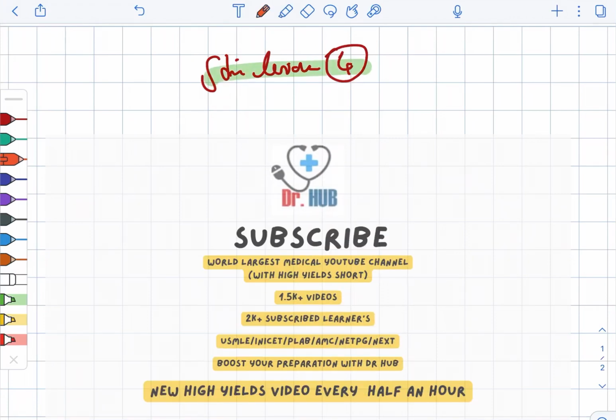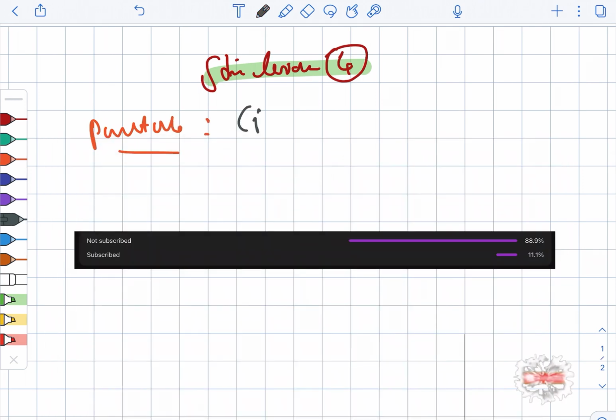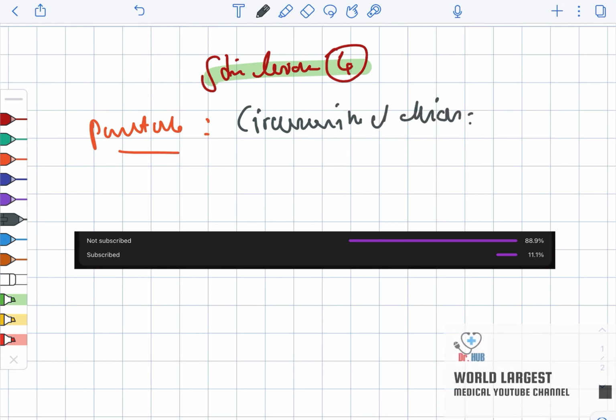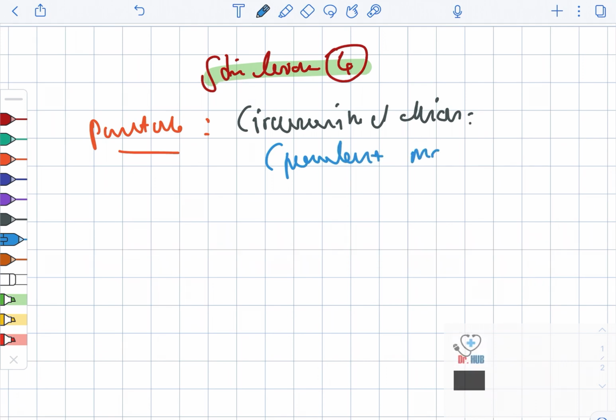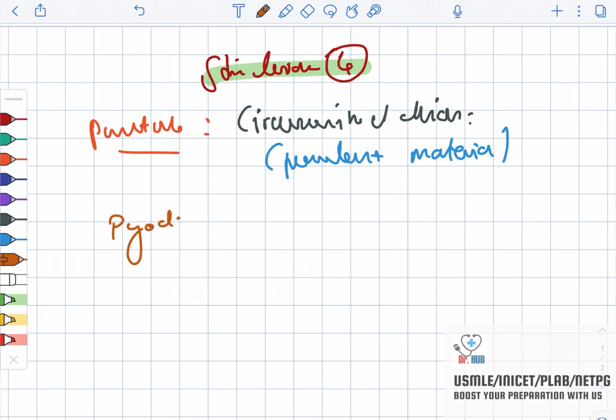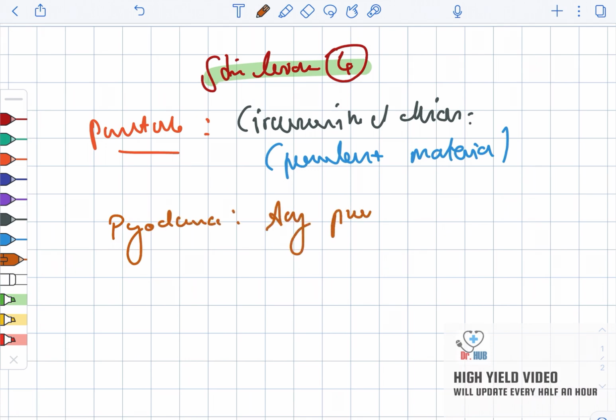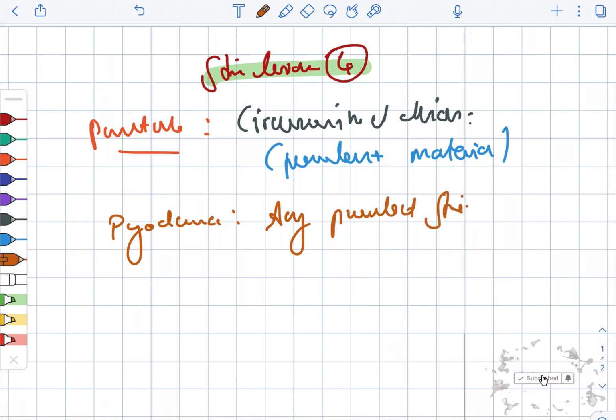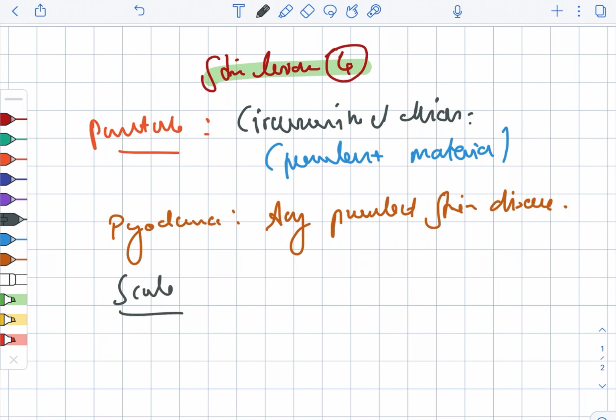Skin lesions. So now we are looking at what is the pustule. Pustule is a circumscribed lesion, and it contains purulent material. Then what we see is the pyoderma. Pyoderma is any purulent skin disease.